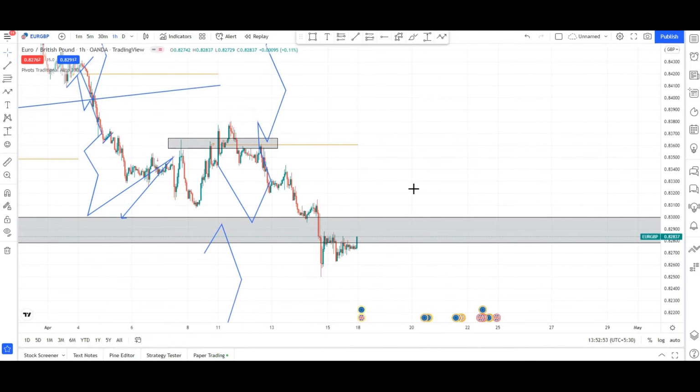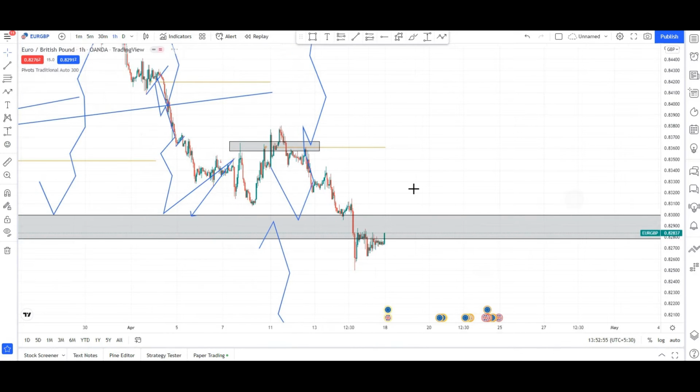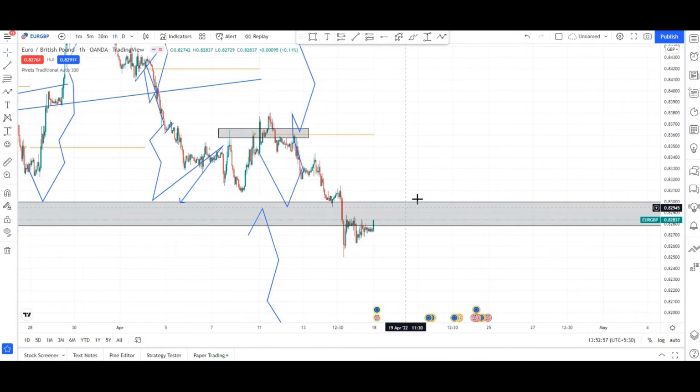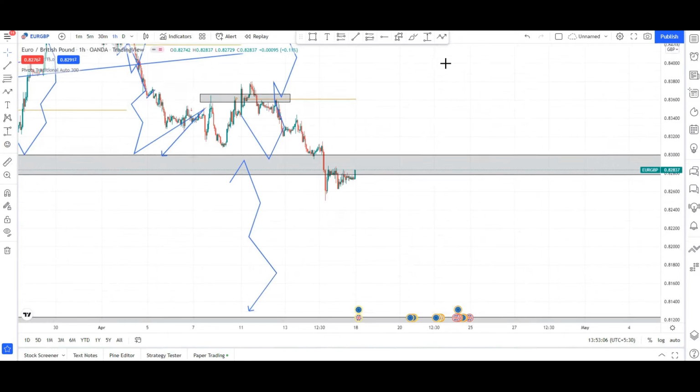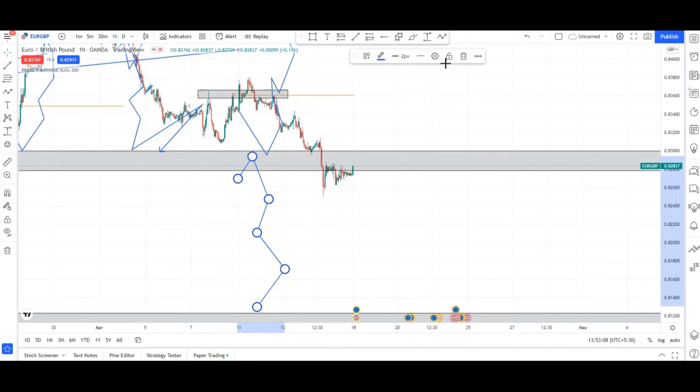Right now you can see here in euro versus GBP, it broke a bigger support and resistance zone. So right now the support zone has been broken and it is continuously taking resistance. So this is the pending target.